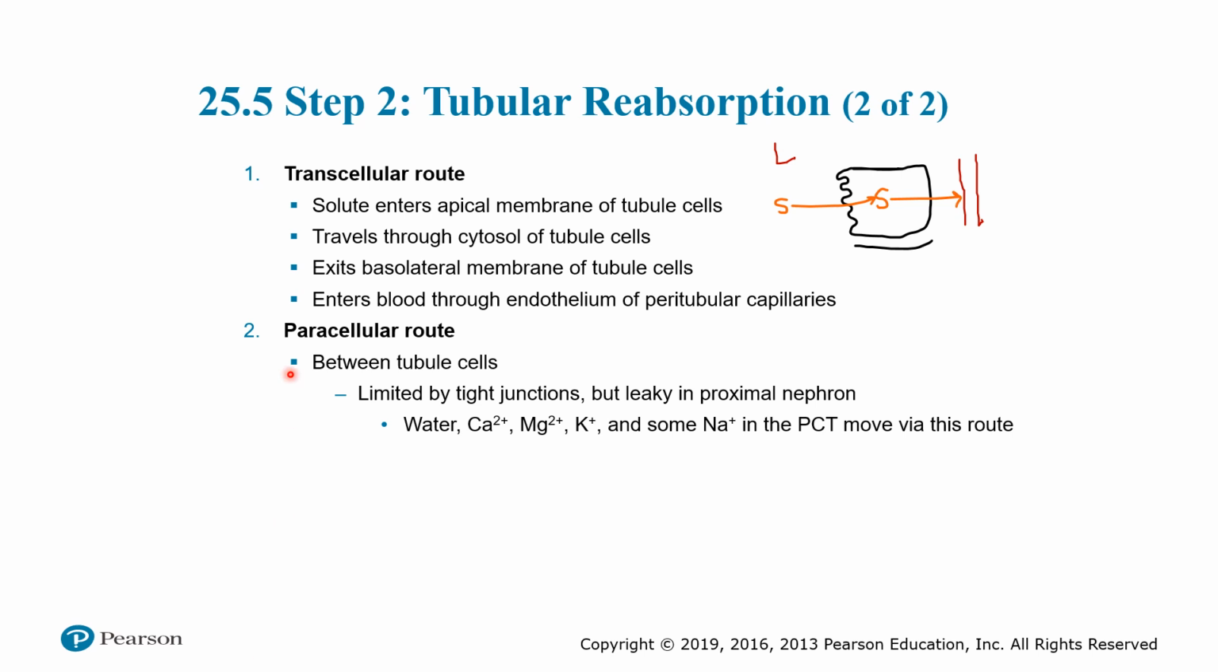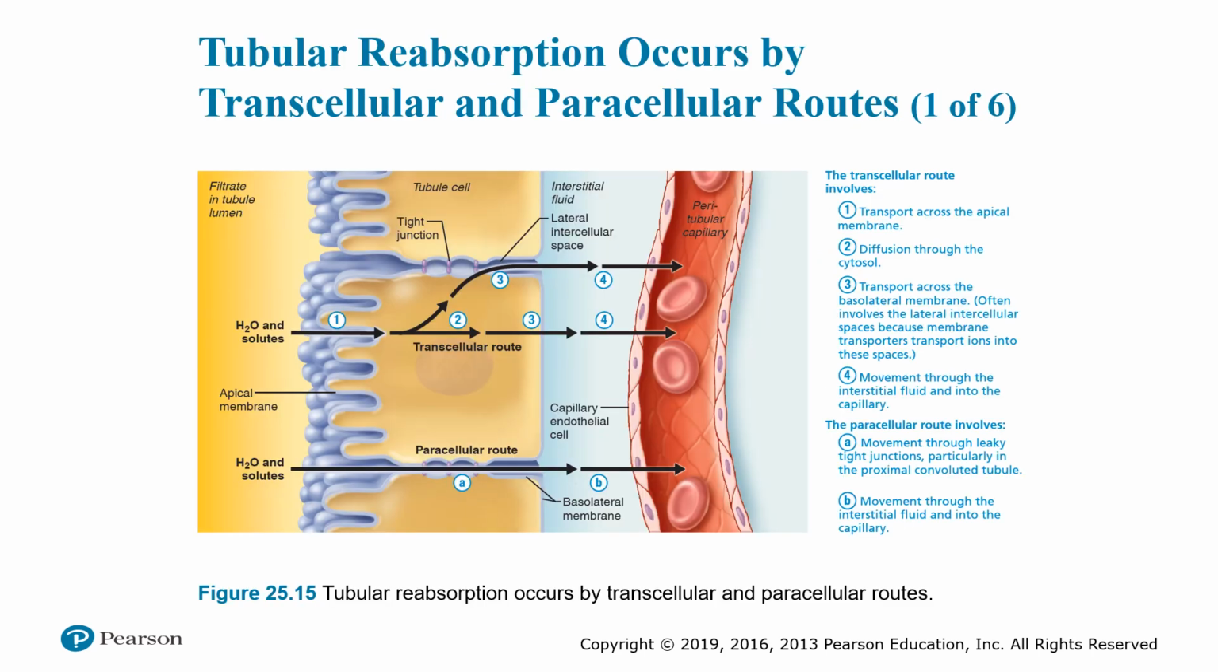Then our second route is the paracellular route. What is paracellular? Now consider there is another cell. Usually between the tubular cells, there are tight junctions, so solute cannot pass through there. But in some portions of the tubules, especially in the proximal convoluted tubule, these tight junctions are leaky. So the solutes can pass between the cells. So this is the paracellular route, and they are going to the capillaries. Water, calcium, magnesium, potassium, and some sodium in the proximal convoluted tubule move via this route.